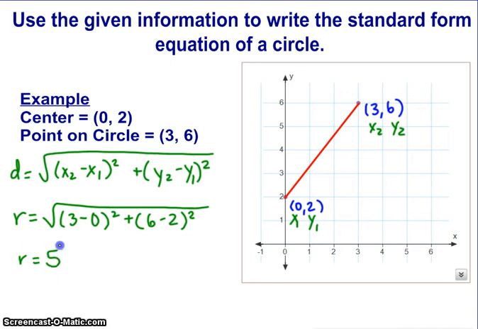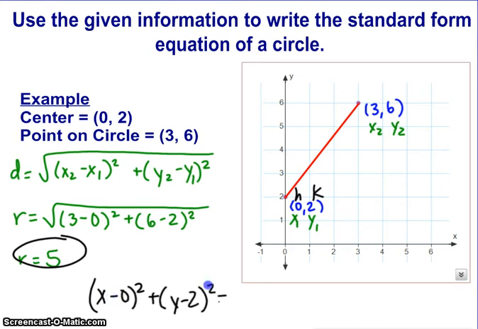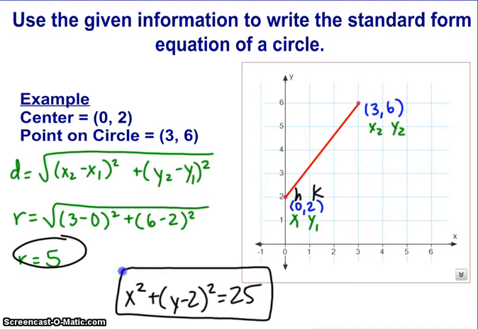So I have a radius of 5 and a center at (0, 2). All I have to do now, with the information, is use my h, my k, and my r. I can do (x minus 0) squared plus (y minus 2) squared equals 5 squared, which when we simplify is x squared plus (y minus 2) squared equals 25. So that is the equation of the circle that has a center at (0, 2) and a point on the circle at (3, 6), because the radius is 5.